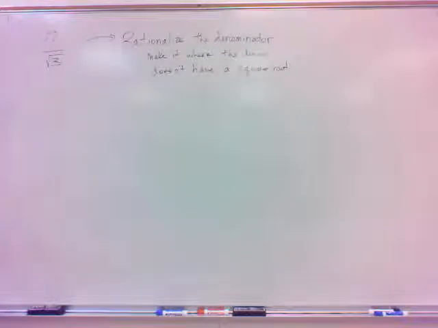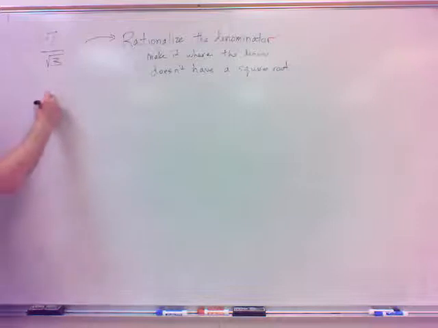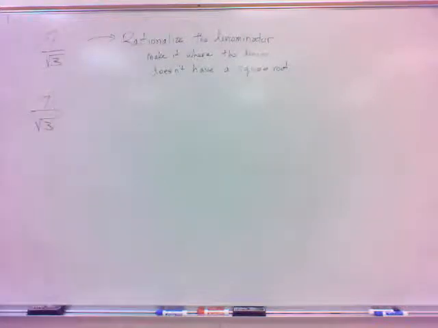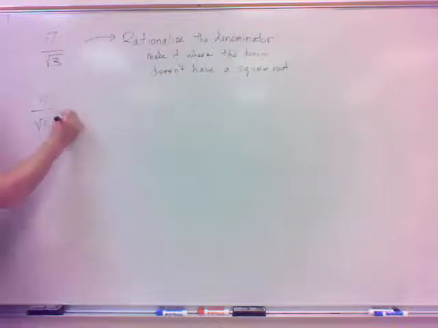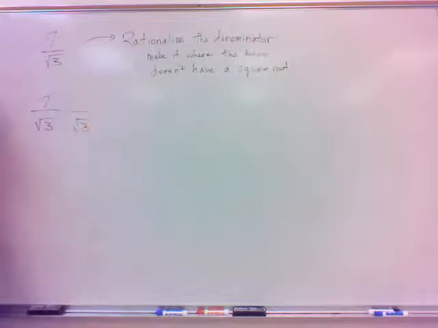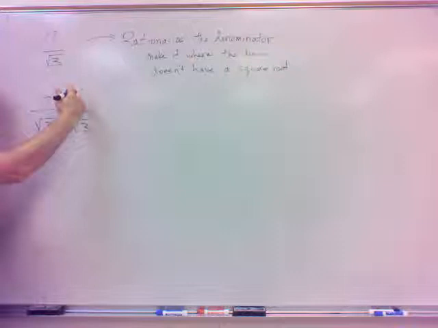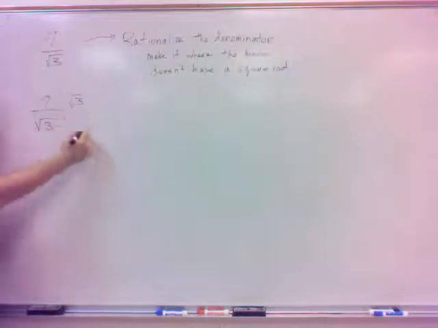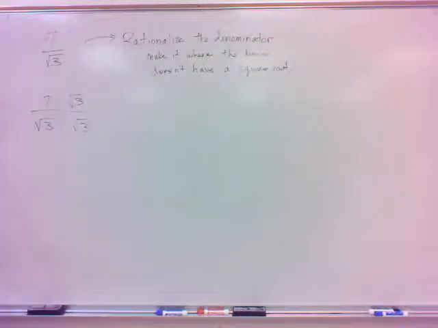Okay? Here's how we do that. It's actually not terribly difficult. I'm going to take the 7 over square root of 3. Well, let's look at what would happen if I multiplied the bottom by another square root of 3. Now, to make it a legal maneuver here, I have to do the same thing on the top. If I multiply the bottom, I have to multiply the top by the same thing. So multiply the top and bottom by the square root of 3.